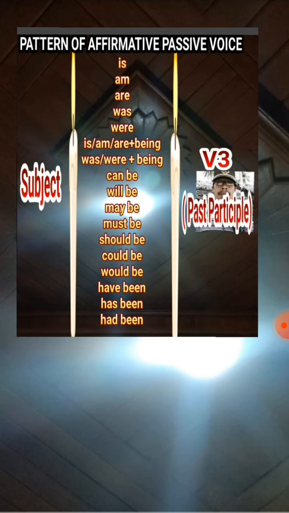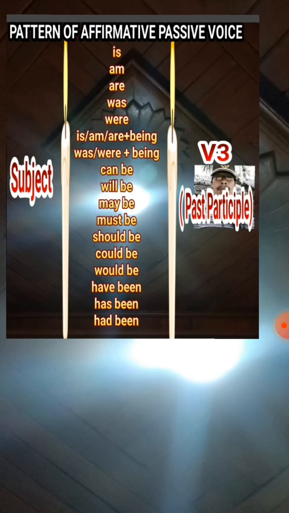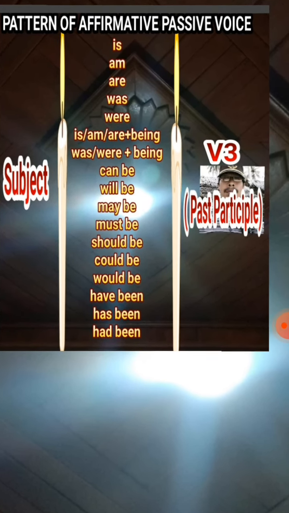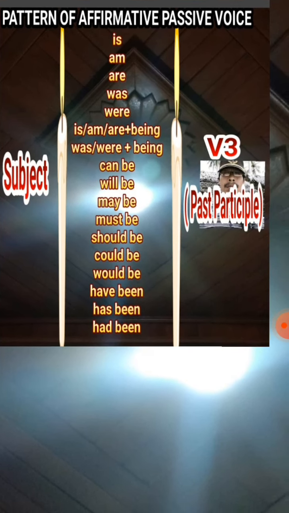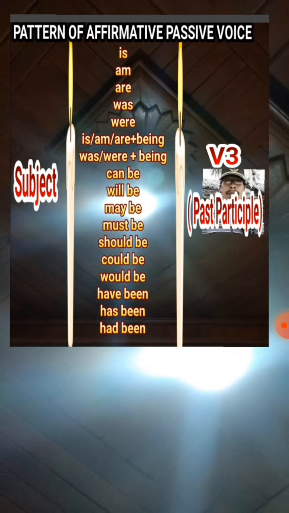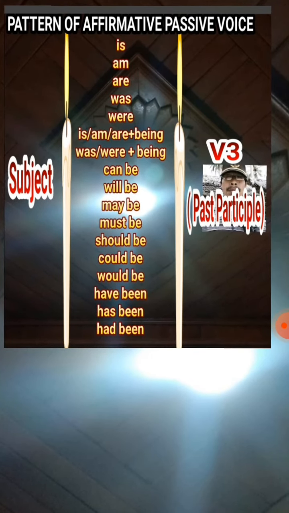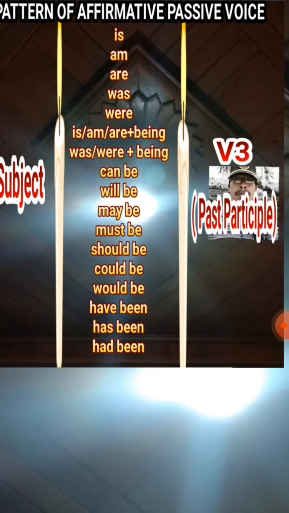And now we are going to learn about the sentences in passive voice. Well, how to make a sentence in passive voice? This is the pattern of passive voice in the form of affirmative sentence.